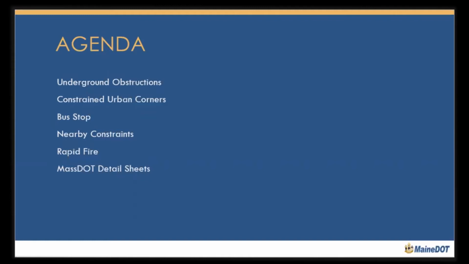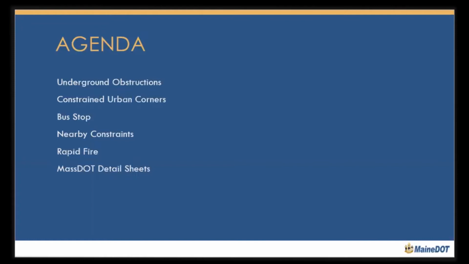There's a situation with a bus stop, another situation with nearby constraints, and then a section we call rapid fire, where we're just going to go through a whole bunch of different curb ramps and spend a few minutes on them. And then I did want to talk a little bit more about what we're doing with MassDOT about the curb ramps there.